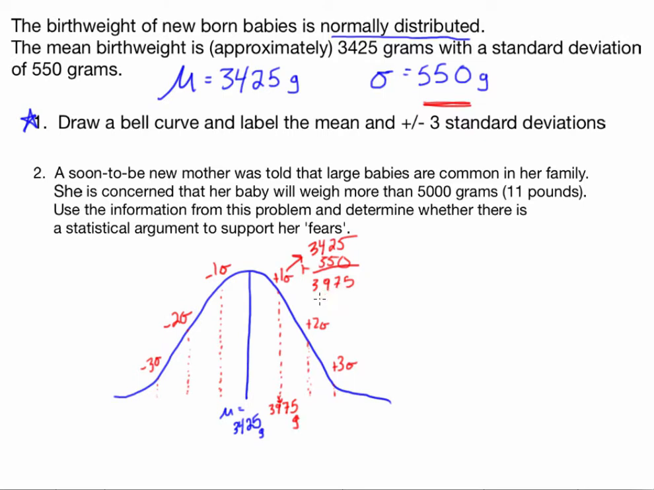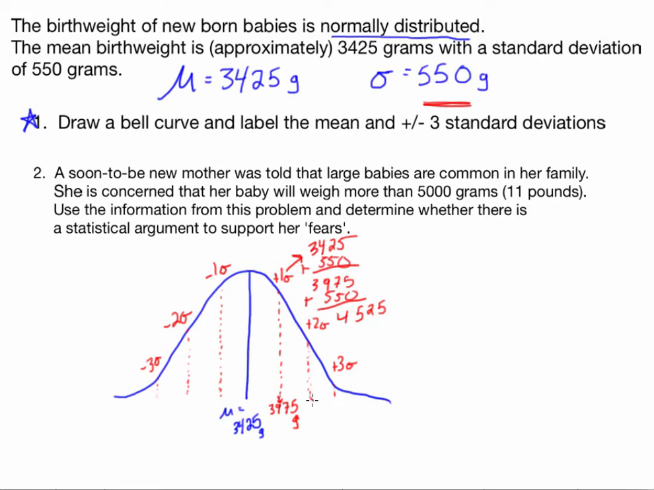If I add another standard deviation, add another 550, then I'm going to be right here at 2 standard deviations. So again, I'm starting at the mean, and I'm adding 2 standard deviations. So if you were to add 2 standard deviations, you would get, in this case, 4,525.